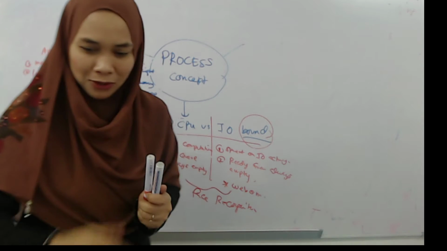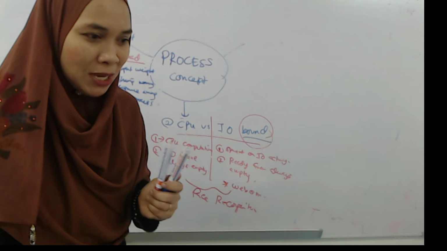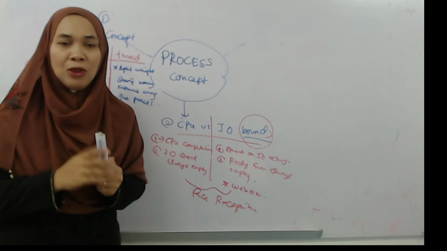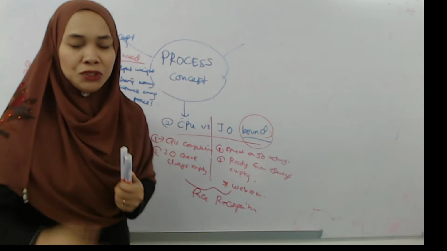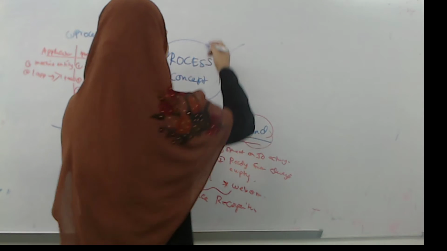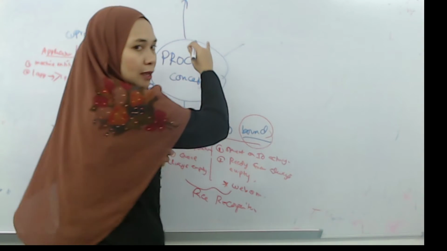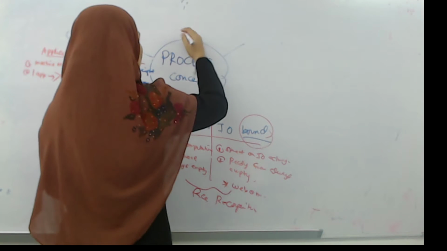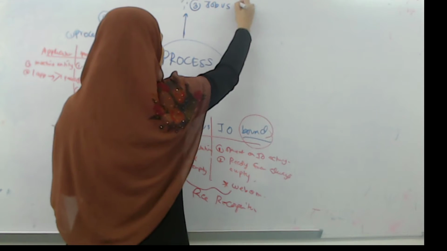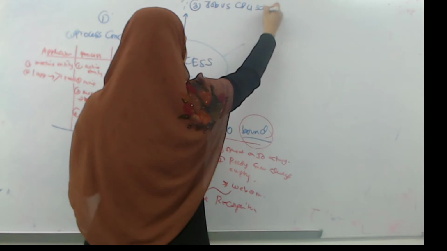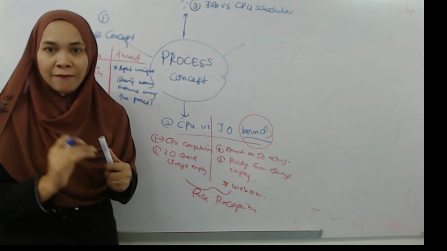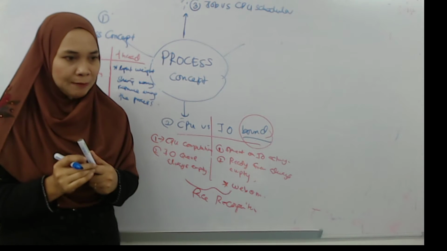That is under process state, or process management, process concept. Under process management we will also learn about the difference between the job scheduler and the CPU scheduler. So this is another thing. Number 3: job versus CPU scheduler. We have to understand what a job is and what a CPU scheduler is.